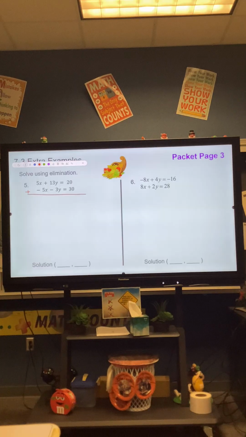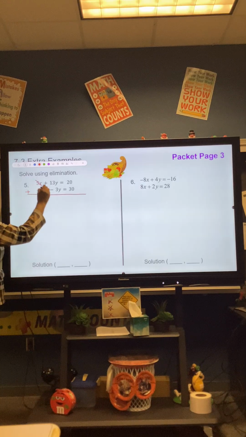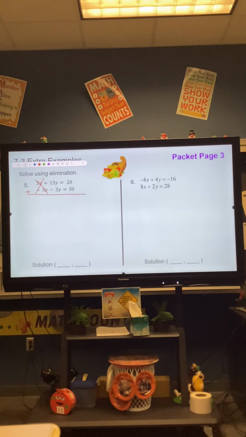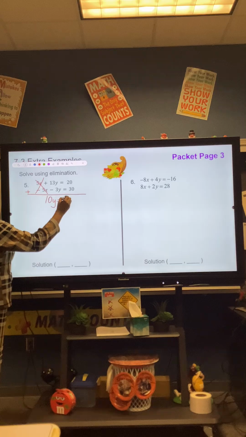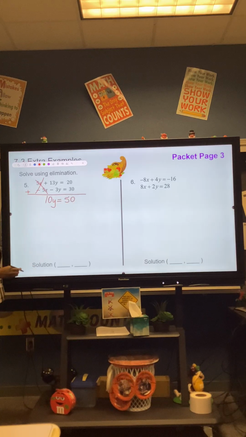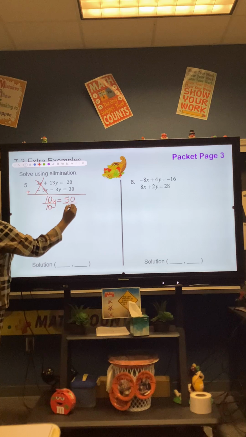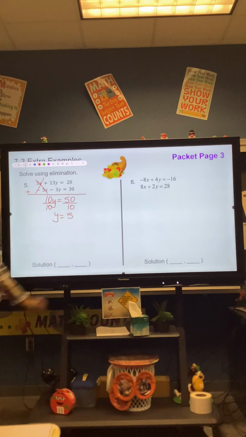Which one eliminates? Which one automatically eliminates itself? The X's or the Y's? The X, right? Creates that zero pair. Now you got 13y minus 3y gives us, what is it, 10y? 10y is equal to 20 plus 30 gives us a total of 50. Divide both sides by 10. Y is equal to 5. If y is equal to 5, then what's my value for x? Replace it, substitute it, do what we gotta do.